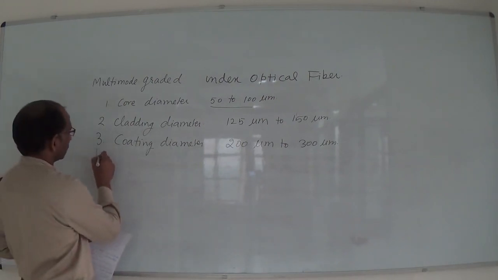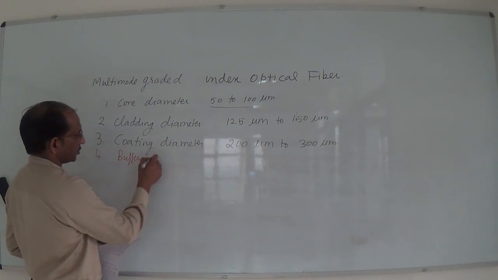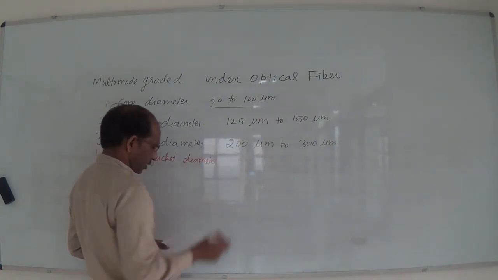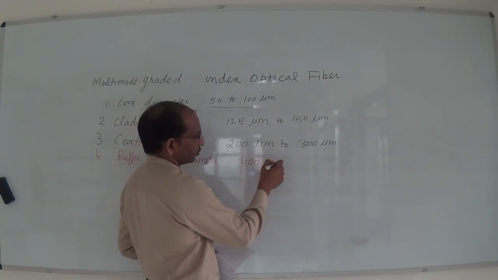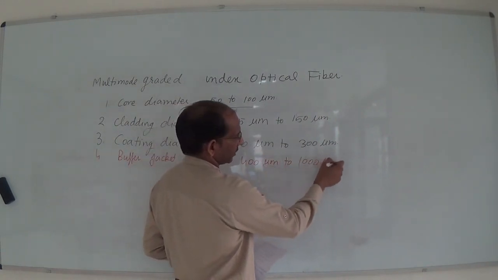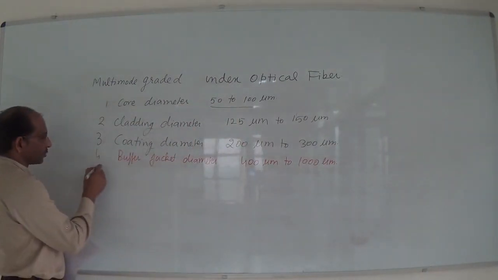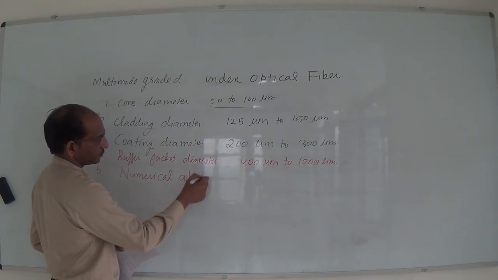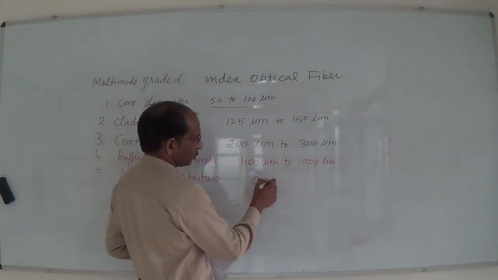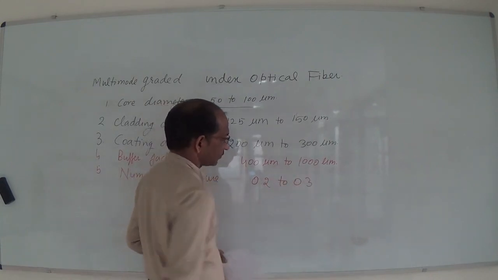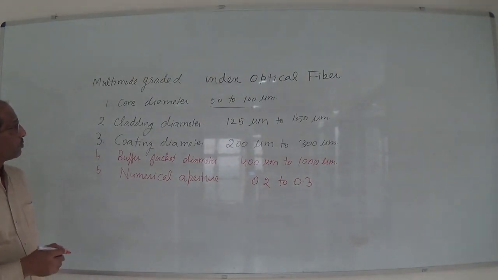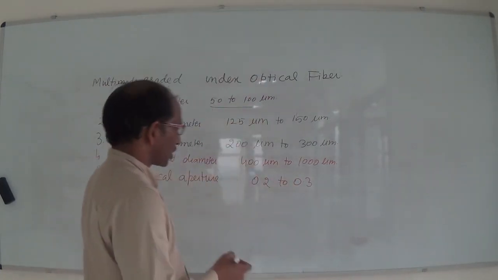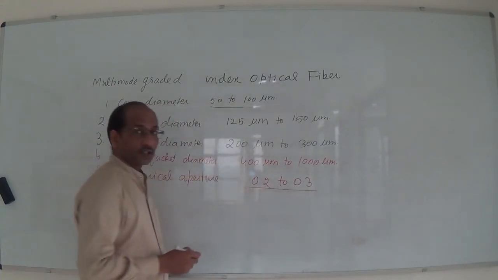And buffer, number 4, the buffer jacket diameter is about 400 micrometer to 1000 micrometer. And the range of numerical aperture is 0.2 to 0.3. So here in this case of multimode graded index optical fiber, the range of the numerical aperture is increasing. So this is 0.2 to 0.3.